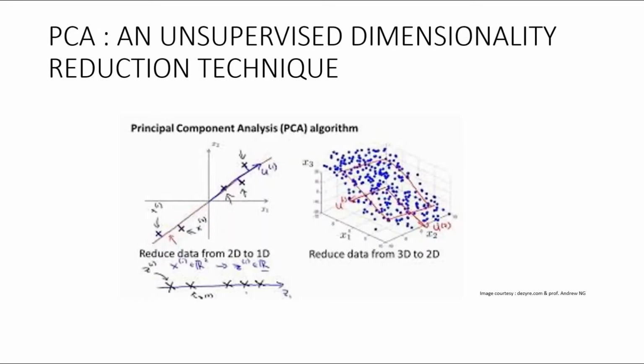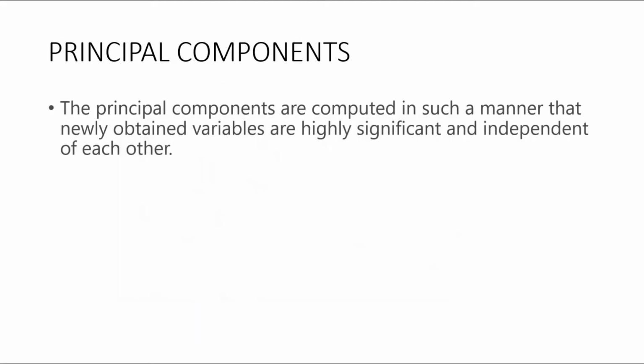Dimensions are nothing but features that represent the data. Now we will discuss what principal components are. Here we are transforming the variables or features or dimensions to a new set of variables which are known as the principal components, or simply the PCs. The principal components are computed in such a manner that the newly obtained variables are highly significant and independent of each other.